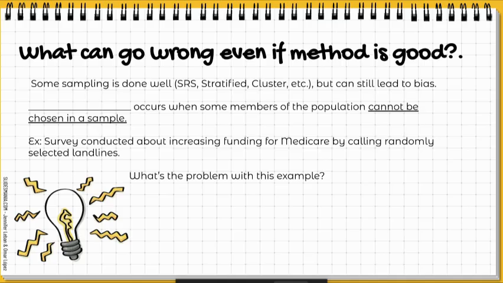So what can go wrong even if the method is good? So some sampling is done well. So a simple random sample, a stratified, or a cluster, but it can still lead to bias. So undercoverage occurs when some members of the population cannot be chosen in a sample. So an example would be a survey conducted about increased funding for Medicare by calling randomly selected landlines. So how many of y'all have a landline?